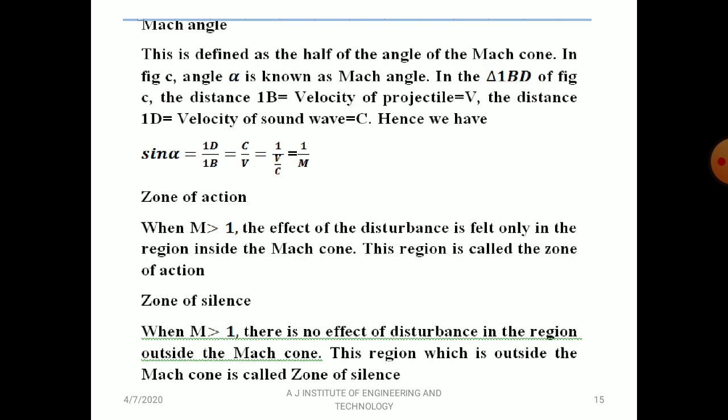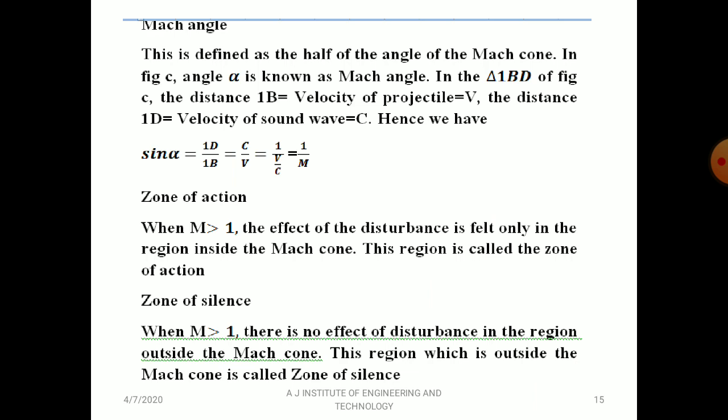We hope you remember M equals V by C, that is the Mach number. Now you can take C to the denominator, so it becomes 1 divided by V by C. V by C is M. So sine alpha equals 1 by M, or 1 by Mach number. Very important correlation for solving problems.